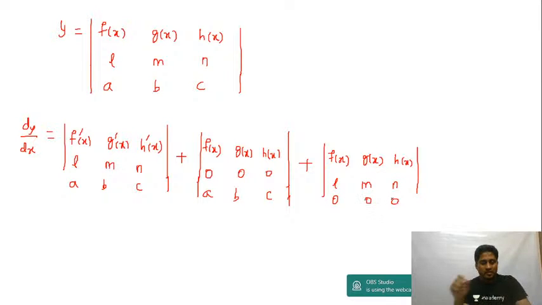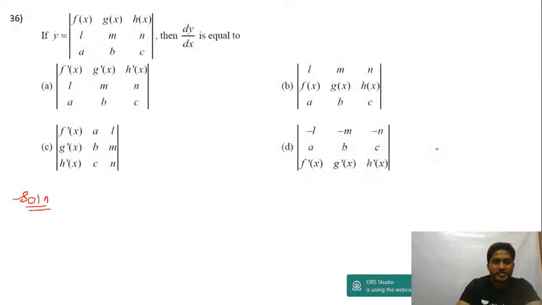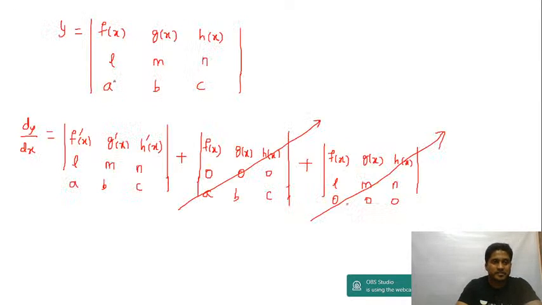So if I want to differentiate a determinant, differentiate the first row and keep the second and last rows as it is. Differentiate the second row and keep the first row and last row as it is. Again put plus. Differentiate the third row and keep the first row and second row as it is. By the all-zero property, this will be 0, even this will be 0. So you will get f dash, g dash, h dash, l m n, a b c. Answer will be option A only. Yes guys, let's move to the next question.